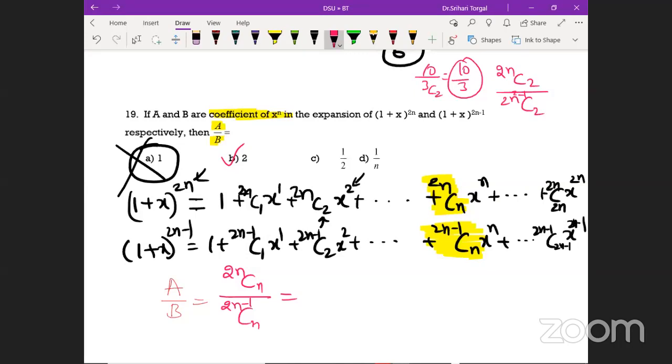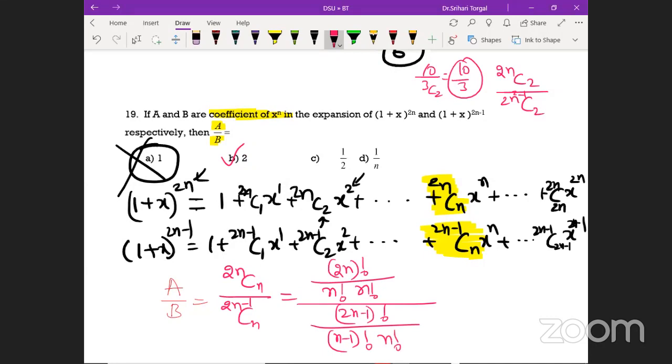That is why I am doing it in detail. The 2ncn formula is what? 2n factorial divided by (2n minus n) factorial into n factorial. And 2n minus 1 cn is 2n minus 1 factorial divided by (2n minus 1 minus n), that is n minus 1 factorial, into n factorial.